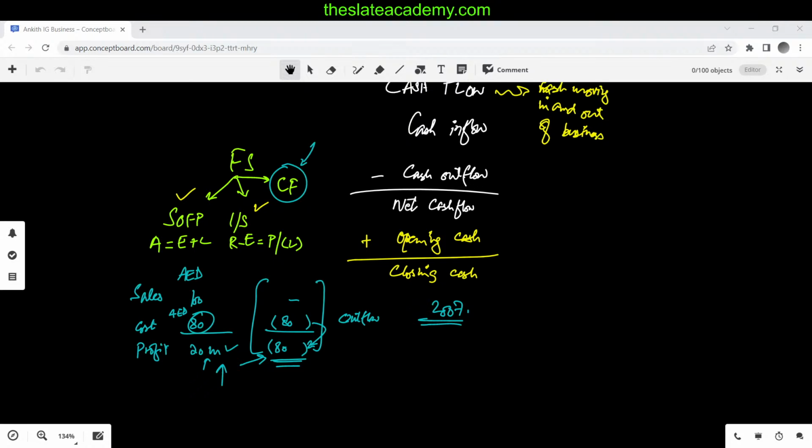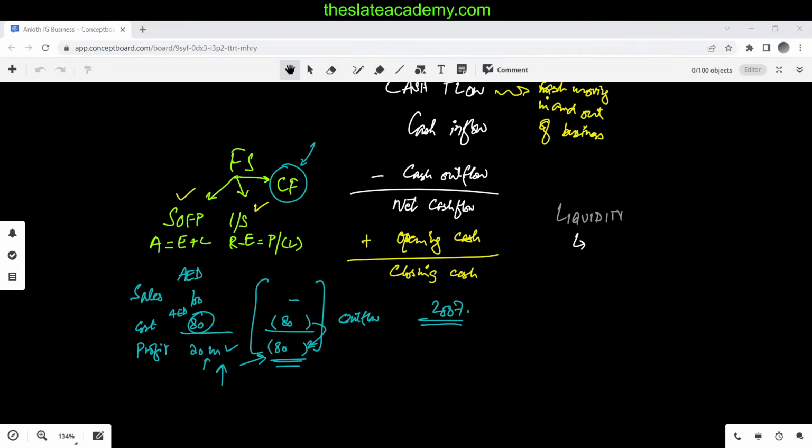So perhaps now is a good time to understand these things. One is the term liquidity. What does liquidity mean? Liquidity means the ability of anything to turn into cash. Ability of an asset to get converted into cash is liquidity. The sooner an asset can get converted into cash, the more liquid it is.